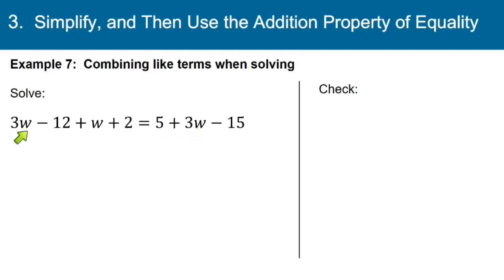Look just at the left side of the equal mark for a second. We have 3w and 1w. Together, those will make 4w. And then we have -12 and +2.